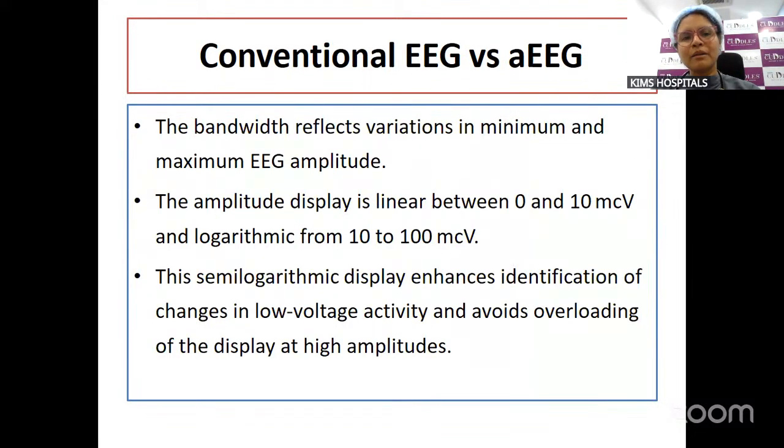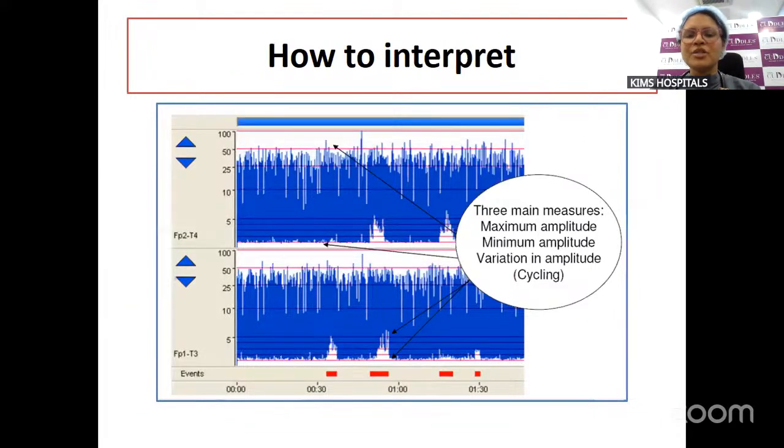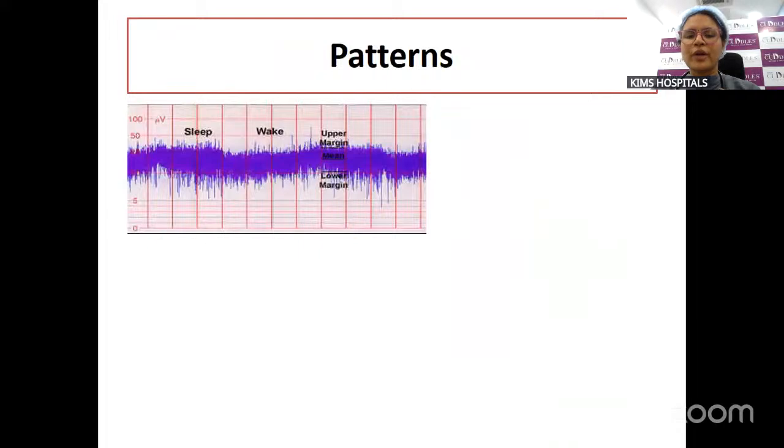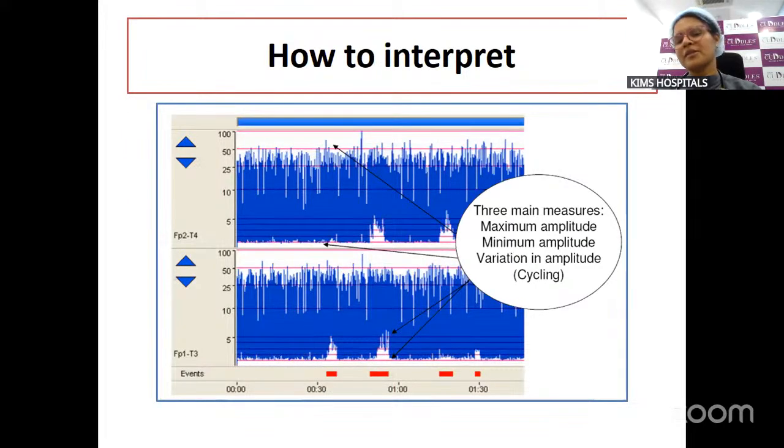We can look at the pattern of the AEG, and we just saw how it is classified. So we need to look at the upper and the lower margin as well as the sleep wave cycling to identify the pattern of CFM or AEG. The AEG patterns help us to identify whether the baby has a normal versus an abnormal background activity, and this is the most important utility of amplitude integrated EEG.